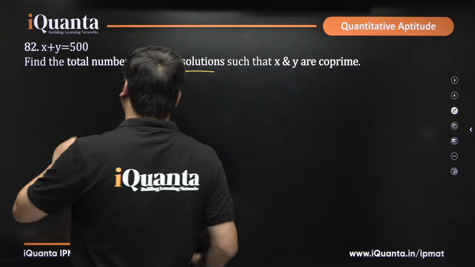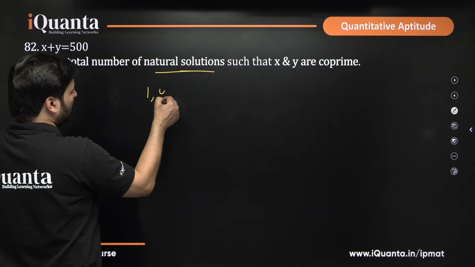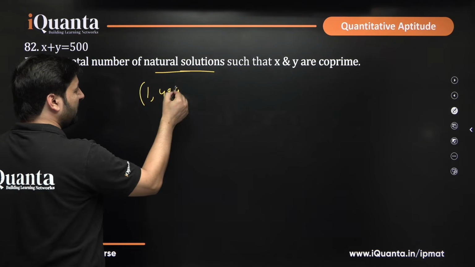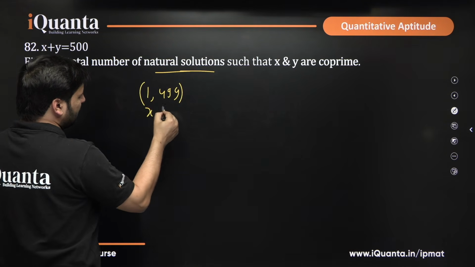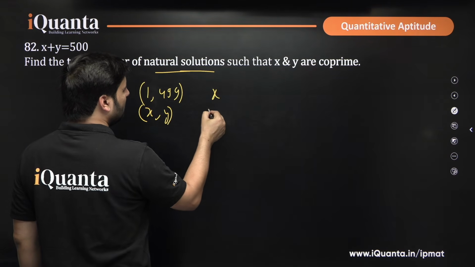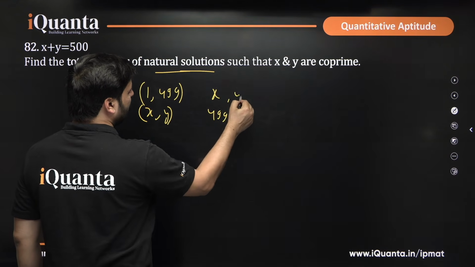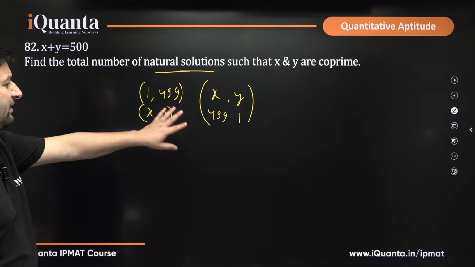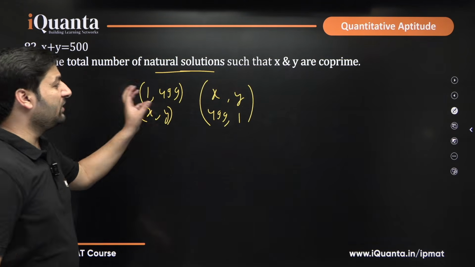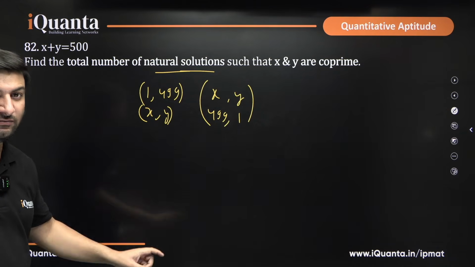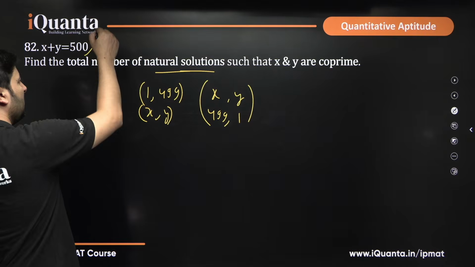How? Suppose I have one pair 1 comma 499. These are two numbers having HCF 1, so they are coprime. This is x, this is y. But there can be one more pair having x equal to 499 and y equal to 1. These are also two numbers having sum 500 and they are coprime, isn't it? So in this case, we will be counting ordered pairs. That means Euler value of n. Whatever Euler value of this number will come out, that will be my answer.